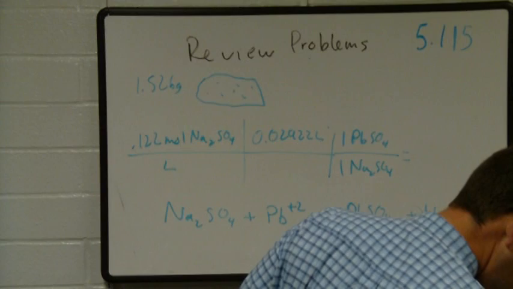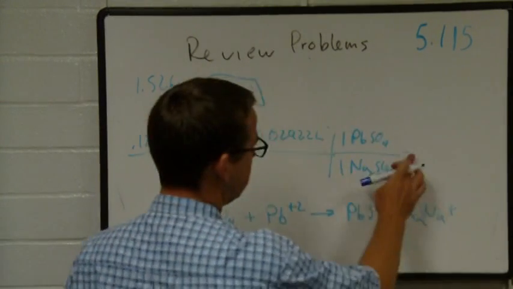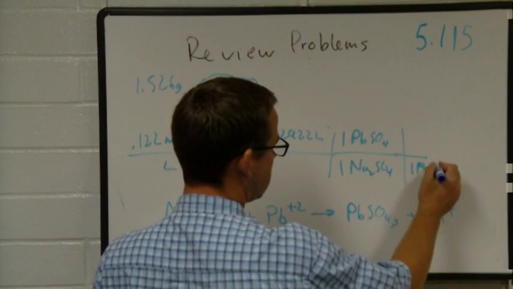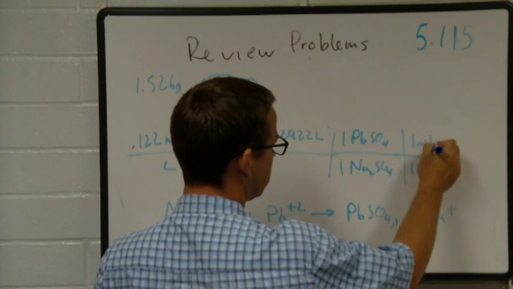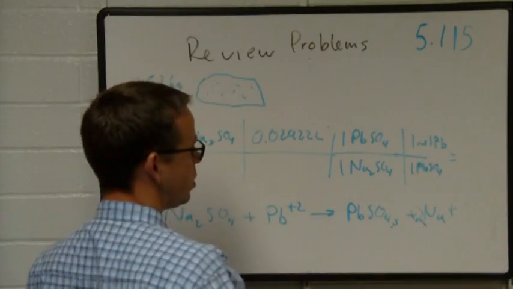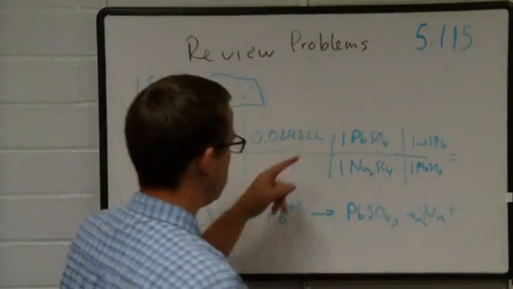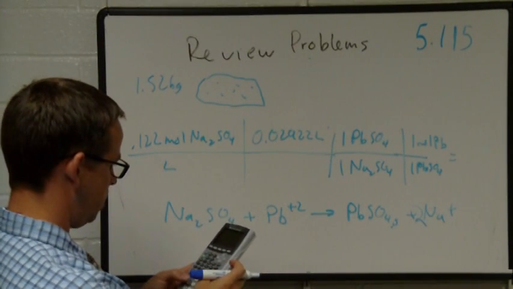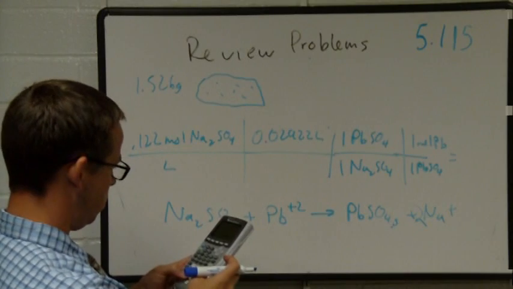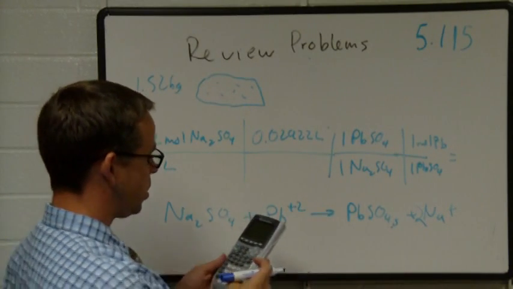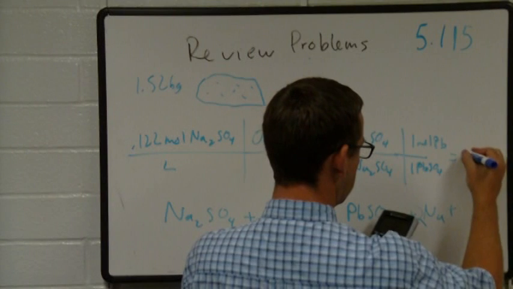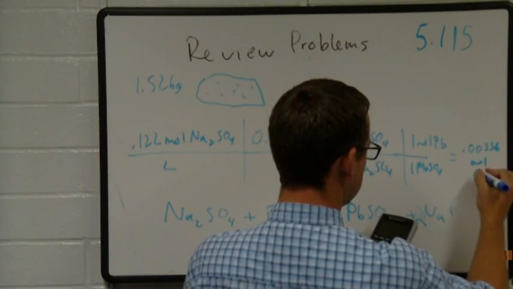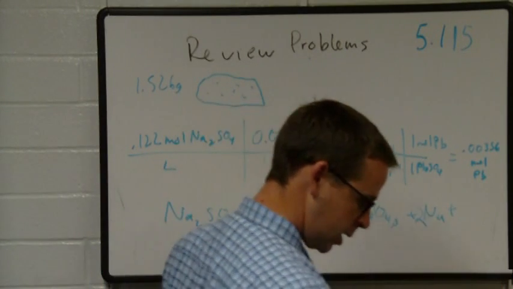But what other questions do they ask? How many moles of lead were in the original sample? Well, for every 1 mole of PbSO4, that's 1 mole of lead. So it's a 1-to-1 ratio, so I can just find out how much lead sulfate there is, and that should be how many moles of lead there are too. 0.122 times 0.02922. And that should tell me how many moles of lead there are. 0.00356 moles of lead atoms, right?